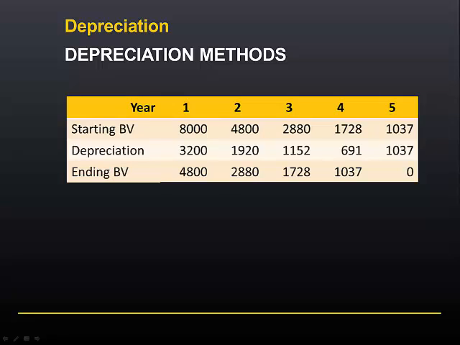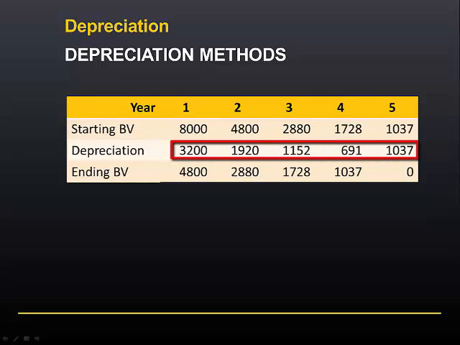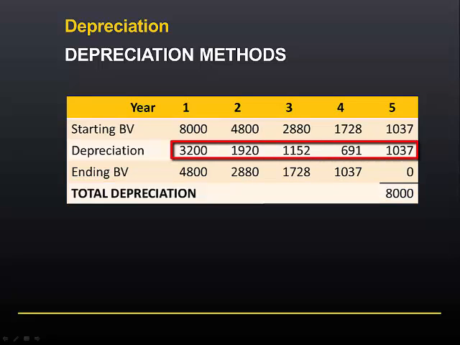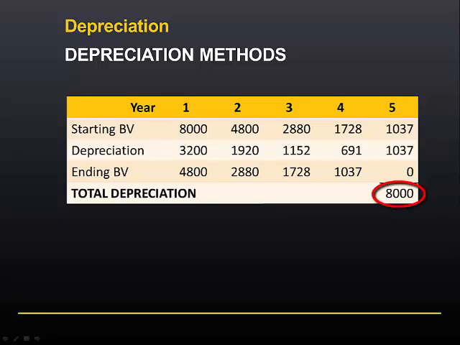A fundamental principle behind Australia's tax law is that all costs associated with earning revenue are tax deductible. And we find that if we add up these values, the total amount of depreciation is $8,000. The $8,000 cost of the machine has all been claimed as a tax deduction, but through depreciation rather than claiming a tax deduction at the beginning of the project.